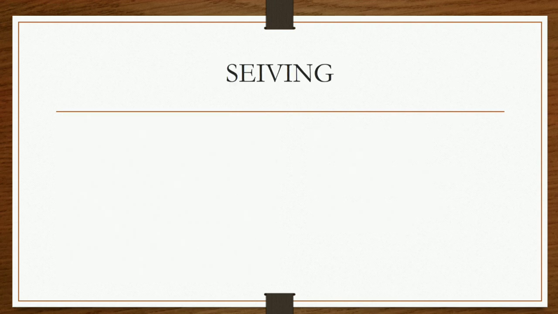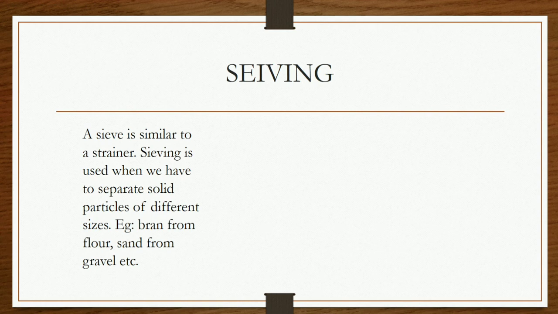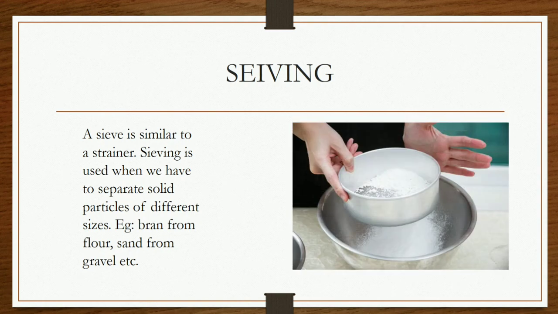The next method is sieving. A sieve is similar to a strainer. Yes, sieving is used to separate solid particles of different sizes. For example, bran from flour, sand from gravel, etc.